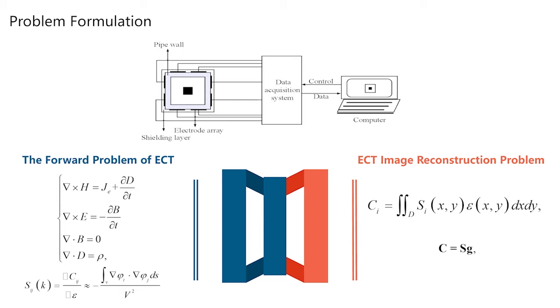The inverse problem belongs to the solution of ECT imaging problem. For the reconstruction of the ECT image, firstly, we need to obtain the known capacitance value, and then we get the sensitivity matrix of the sensitive field through simulation. Finally, we calculate the distribution of the dielectric constant of the medium in the measured area. The relationship between the dielectric constant and the capacitance vector can be expressed as follows. The above formula can be written into matrix form.